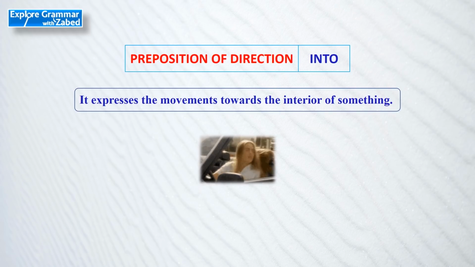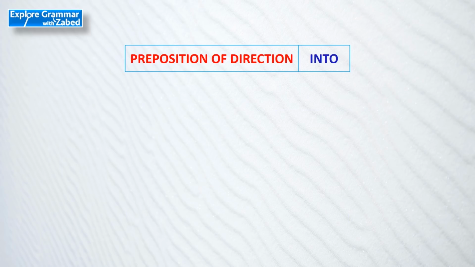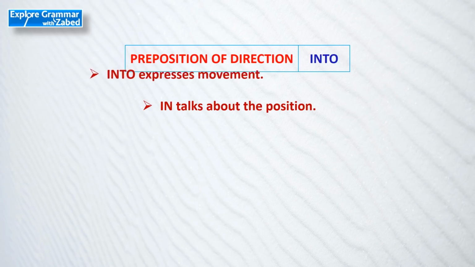Rania got into the car and drove away. In all the sentences, there is a movement or motion towards the interior of something. Many speakers and writers, especially the non-native ones, make the very common mistake of using "in" instead of "into". We need to simply remember that the preposition "in" talks about position and "into" expresses movement.